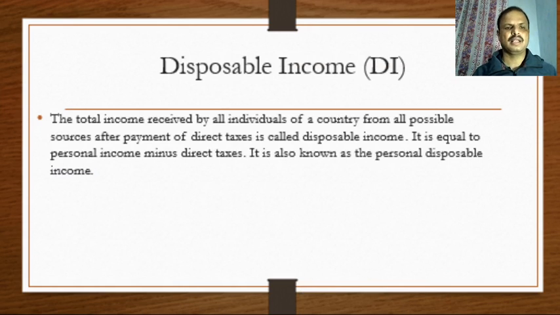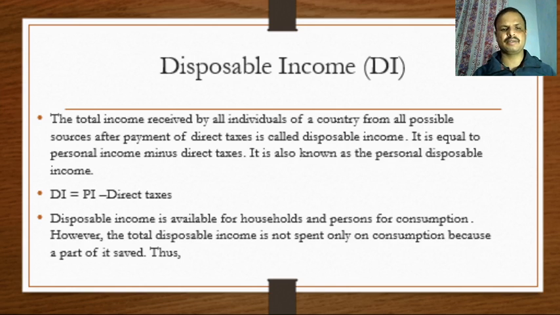Now we talk about disposable income. This is the last one, and one of the very important topics. The disposable income is the total income received by all individuals of a country from all possible sources after payment of direct taxes. It is equal to personal income minus direct taxes. It is also known as personal disposable income. DI = PI - direct tax. Disposable income is available to households and persons for consumption. However, the total disposable income is not spent only on consumption, because a part is also saved. Thus, DI = consumption plus saving, C + S.